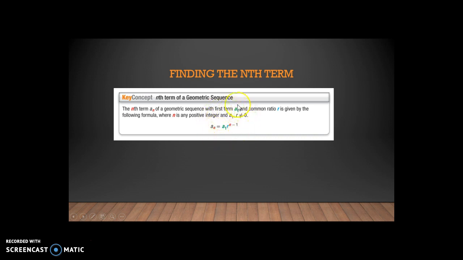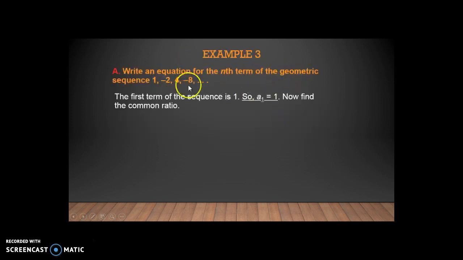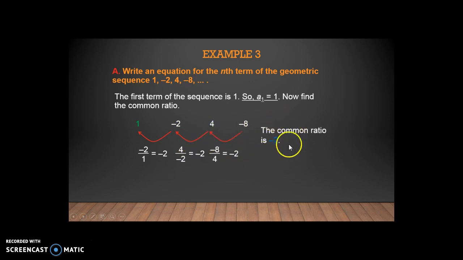All right, but let's just try to take a problem and work it into this. So here's our sequence: 1, -2, 4, -8. The first term of the sequence is 1. We see that, so we know A1 already, which is nice. Now we have to find the common ratio. I made that green because that's the way it is in the formula. If we work backwards, -2 divided by 1 is -2. 4 divided by -2 is -2, and -8 divided by 4 is -2. So we have a common ratio of -2, and that's in blue because that's the way it was in the formula on the previous slide.